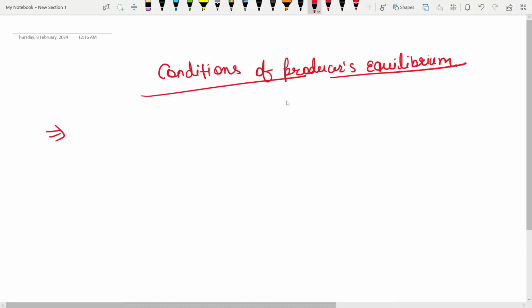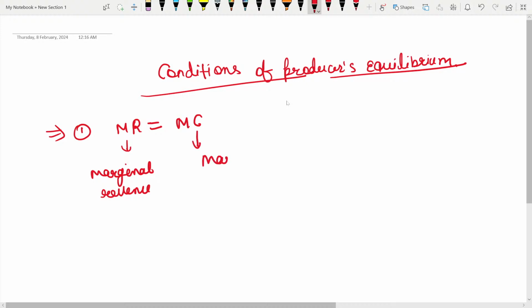The first is that whenever a producer strikes his equilibrium in order to maximize his profit, there should be some conditions. So number one, MR should be equal to MC. As we all know, MR stands for marginal revenue, and MC stands for marginal cost.